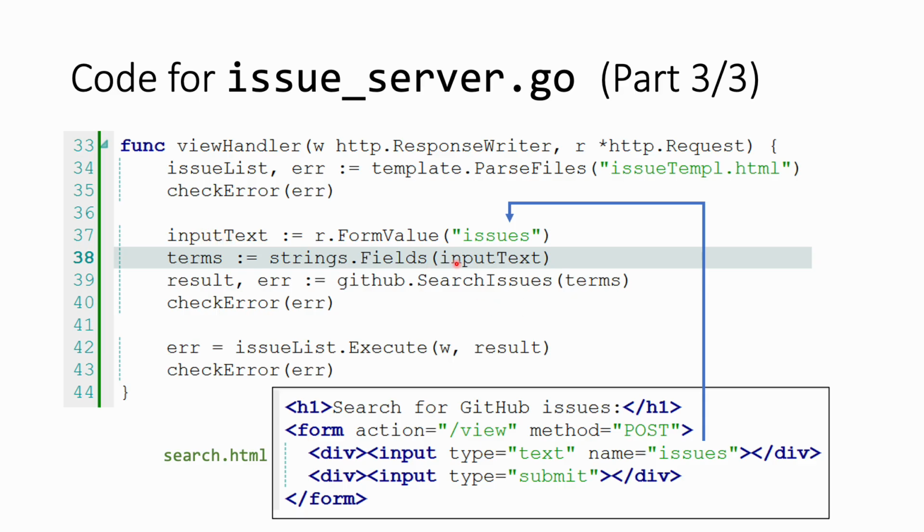Then we call function Fields of package strings to split the inputText string into a list of words, which can now be passed as argument to the github.SearchIssues function. This completes the code for our web server program issue_server.go. You can test it just in the same way as you test other web server programs.